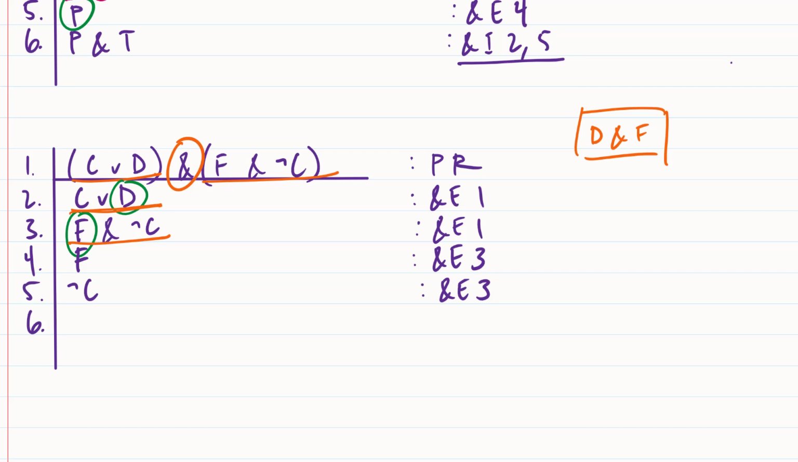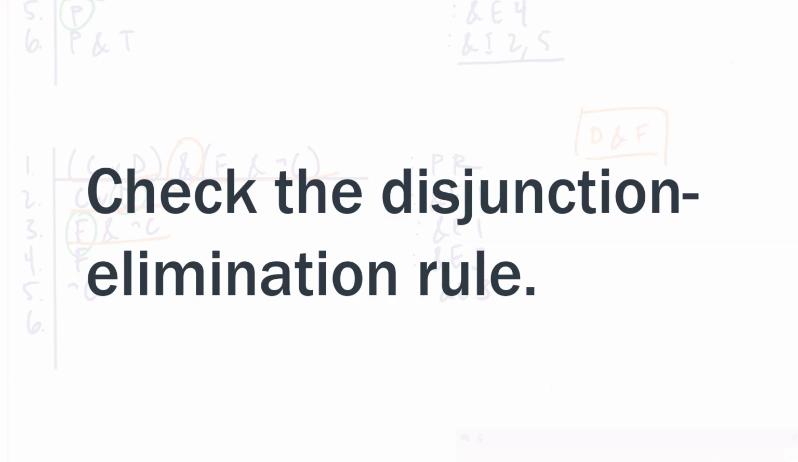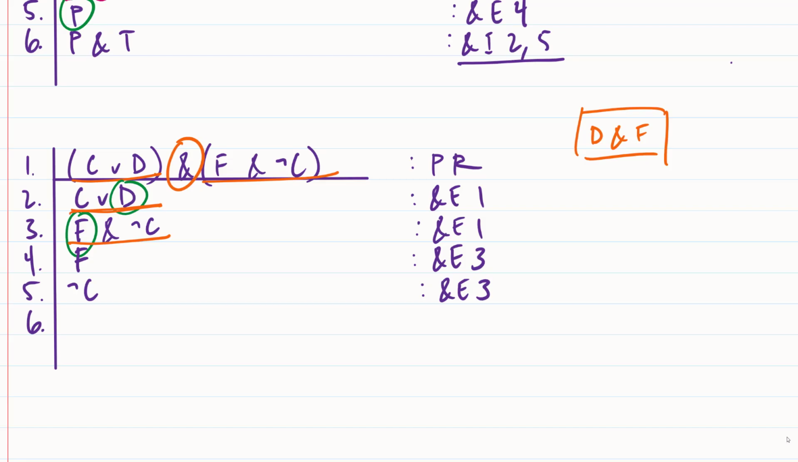Okay, and if you have your list of rules, that will be helpful. So we have not C here, and in this disjunction, C is one side of the disjunction. So that means that we can put D on line 6. And that's going to be disjunction elim, lines 2 and 5.